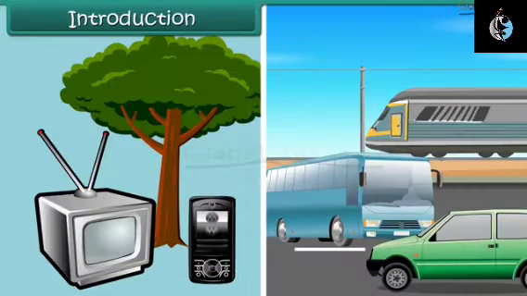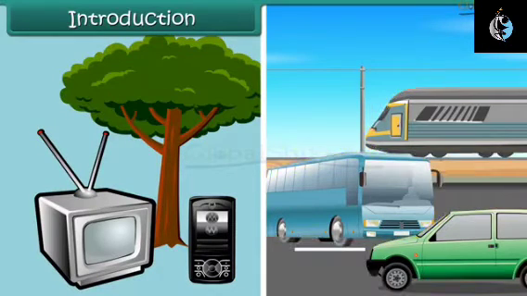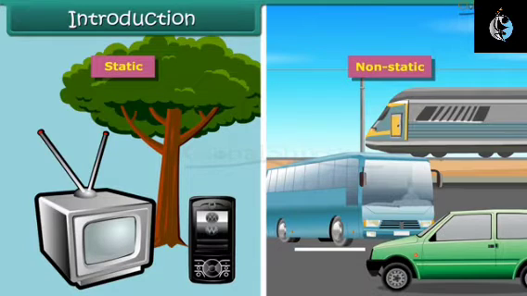Look around yourself and you will find objects of different kinds such as television, mobile, trees, cars, buses, trains, etc. Objects such as television, mobile, trees, etc. are static. In other words, their position does not change with time. Such objects are said to be at rest, whereas objects such as cars, buses, trains, etc. are non-static. It means that their position changes with time. Such objects are said to be in motion. Let us discuss motion and time in greater detail in this lesson.